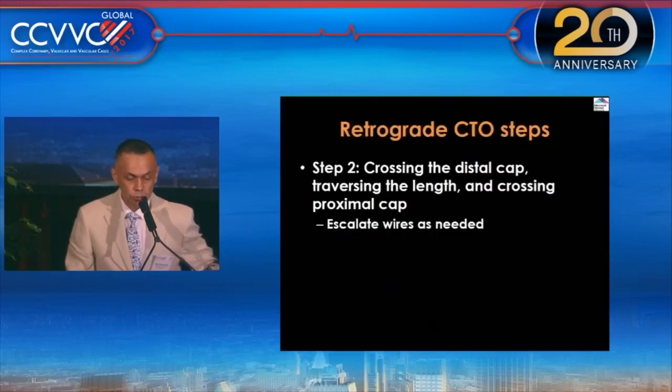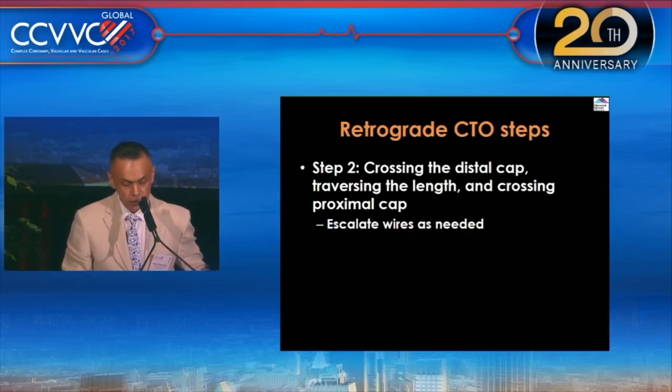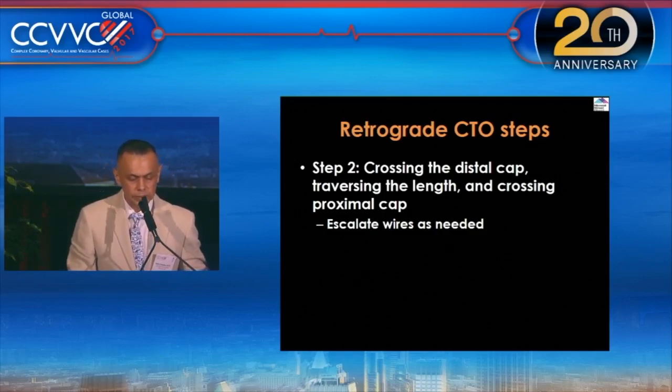Step number 2 is you've got to cross the distal cap, traverse the length, and cross the proximal cap. And this is when you escalate wires as needed. You can go from, like I said, Miracle 3, 6 to stiffer wires like Confianza, Gaia 1, 2, 3, Progress, Pilots.